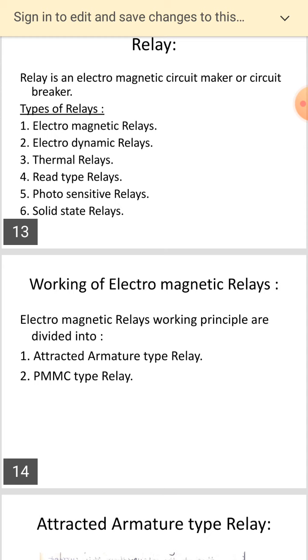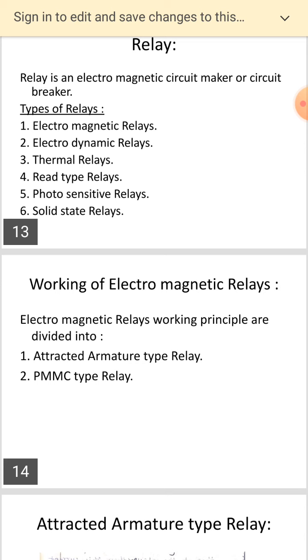Types of relays. Different types of relays, categorized based on working principle, are electromagnetic relays, which are once again divided into two: attracted armature type relay and PMMC type relay, permanent magnet moving coil. Then electrodynamic relays, thermal relays, and reed type relays, which are again divided into wet type and dry type. Then photosensitive relays and solid state relays.